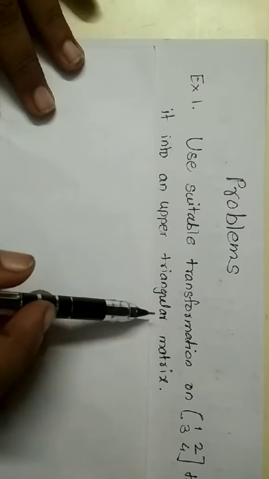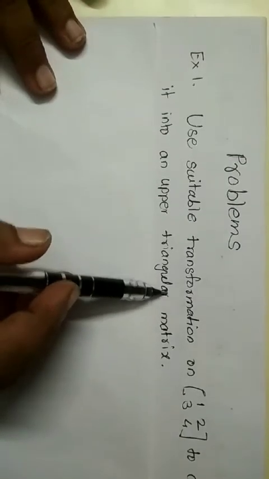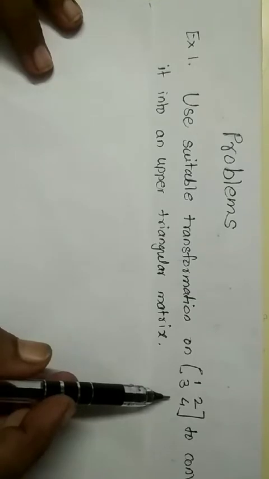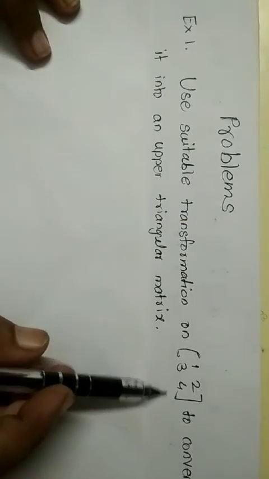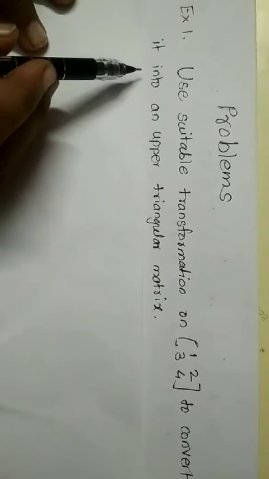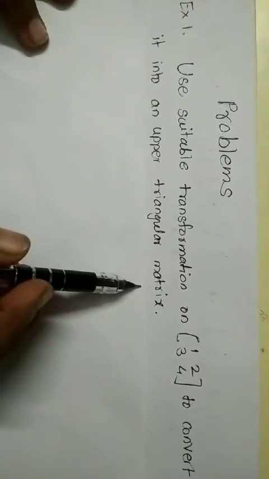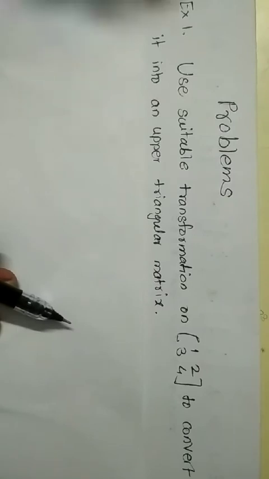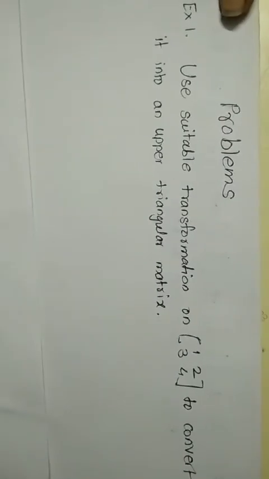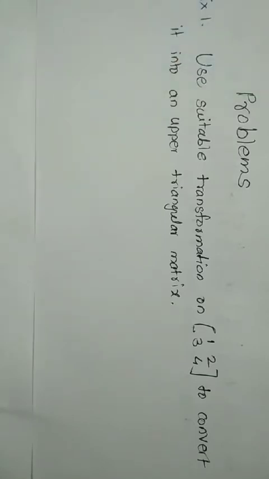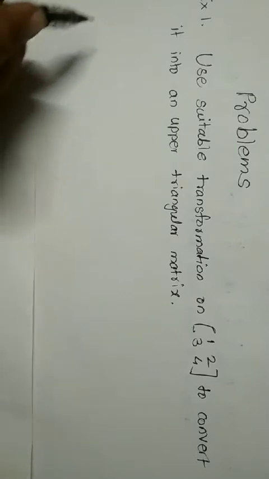Use a suitable transformation on the 2 by 2 matrix 1, 2, 3, 4 to convert it into an upper triangular matrix. Means here we have to reduce this matrix to the upper triangular matrix. We know what an upper triangular matrix is. An upper triangular matrix is a square matrix in which all the elements below the diagonal must be 0.